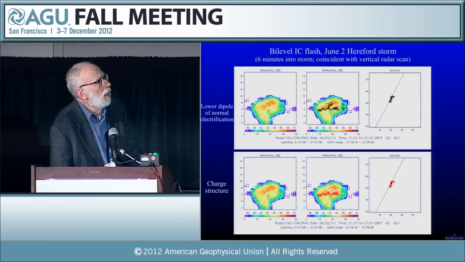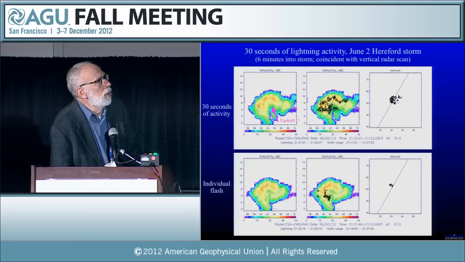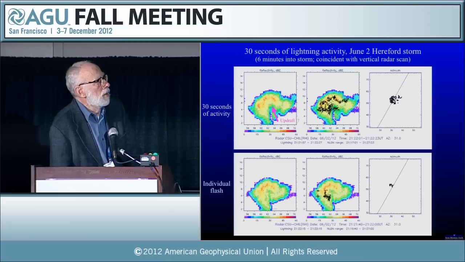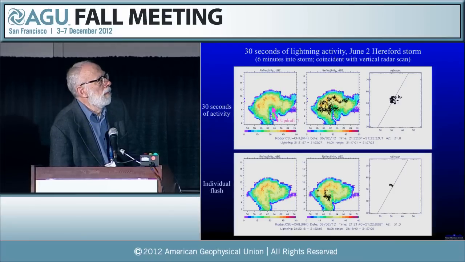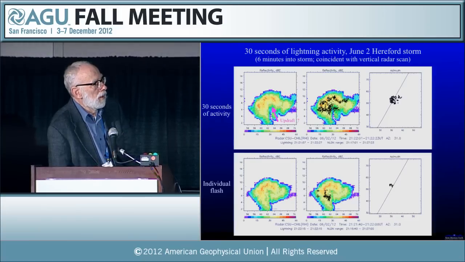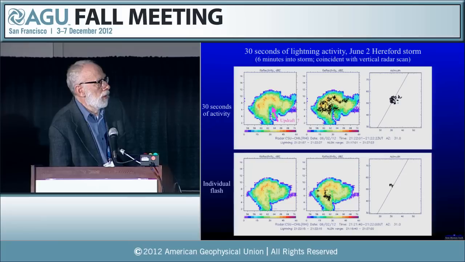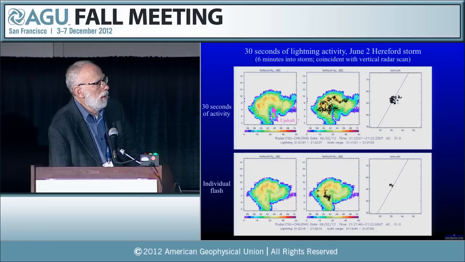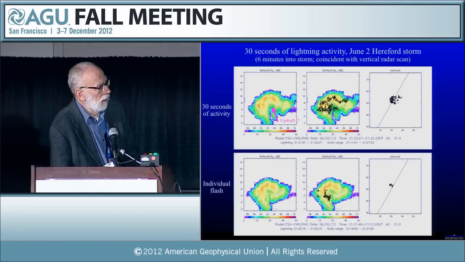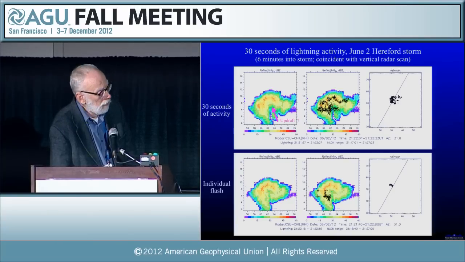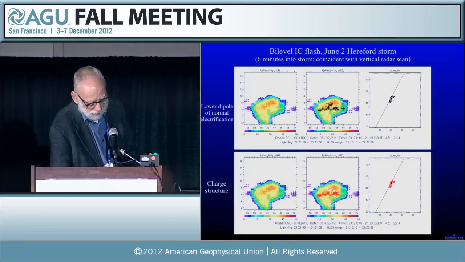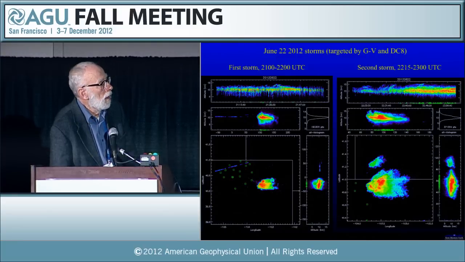This shows the same thing, except exactly coincident with the time of the radar scan. Again, the upper panel shows a very good correlation between where the lightning was occurring and the higher reflectivity regions. The lower center panel shows an individual flash, which essentially discharged the lower dipole, mid-level negative and lower positive. And this is another flash which did exactly the same thing, just a little bit later.